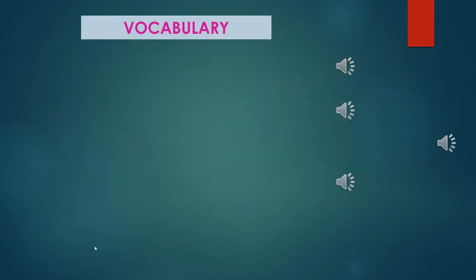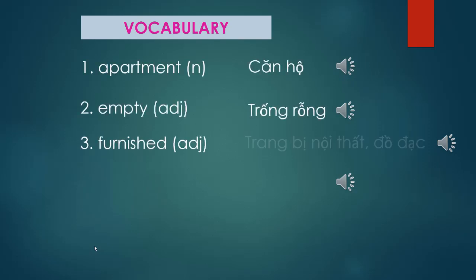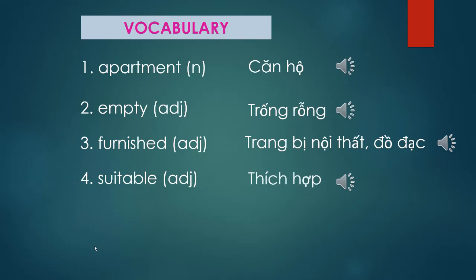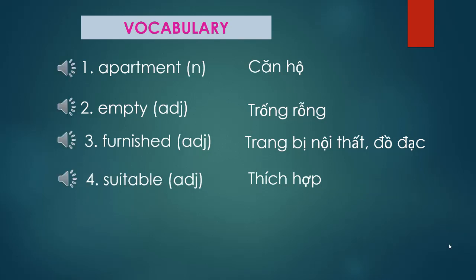Now, let's listen and repeat again. Apartment. Apartment. Empty. Empty. Furnished, furnished. Suitable, suitable. Now you write it down in your notebook. Các em dành thời gian để chép bài vào vở.